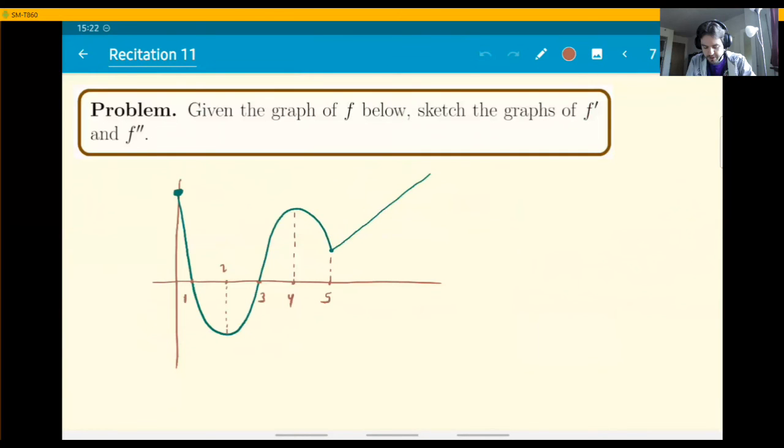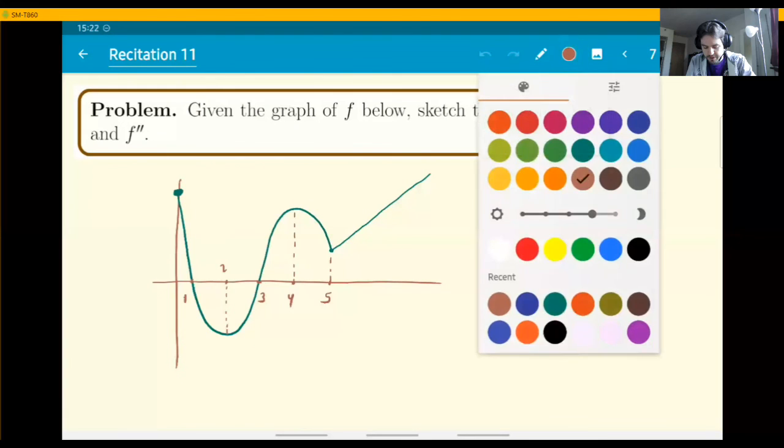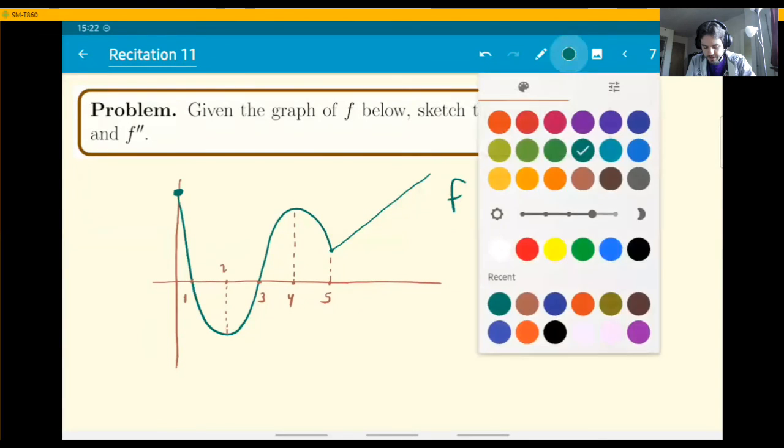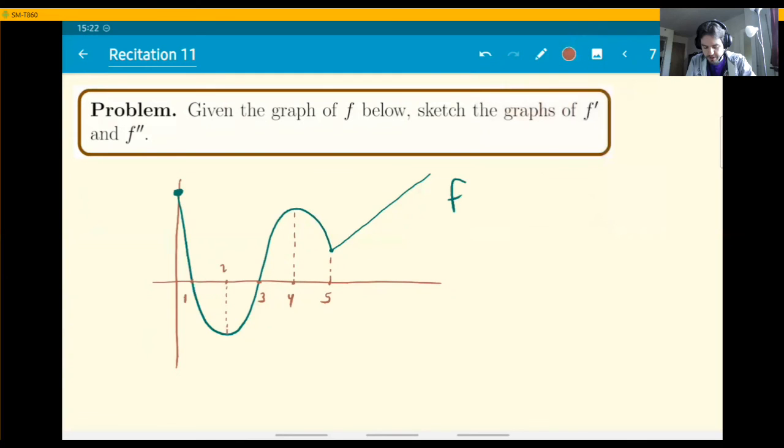Now a very similar problem to those. This time it's the contrary. Here's f, find f prime and f double prime. Okay, so now the one that I'm giving you is f. Sketch the graphs of f prime and f double prime. So try to look at this graph here and understand intervals where it is increasing, decreasing, concave up, concave down, as well as critical points, inflection points.